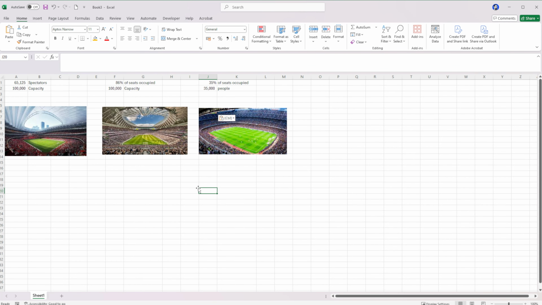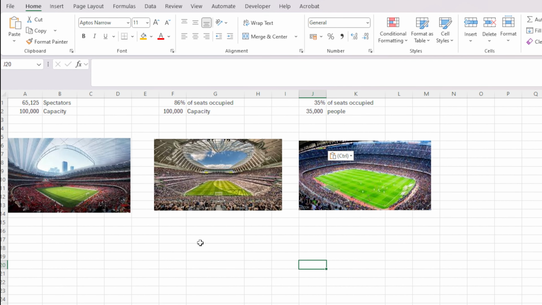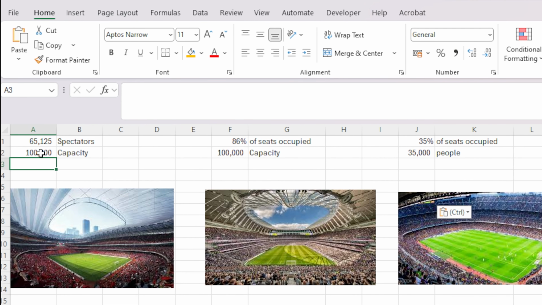Okay guys, so here we have three different examples of how we can work with percentages and how to calculate percentages in Microsoft Excel. So over here on the far left hand side we have how many spectators attended a football game, right? There were 65,125 and the capacity was 100,000. And what we want to do is work out what was the percent of capacity.